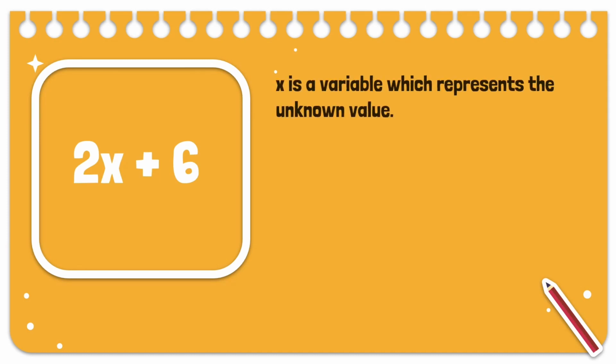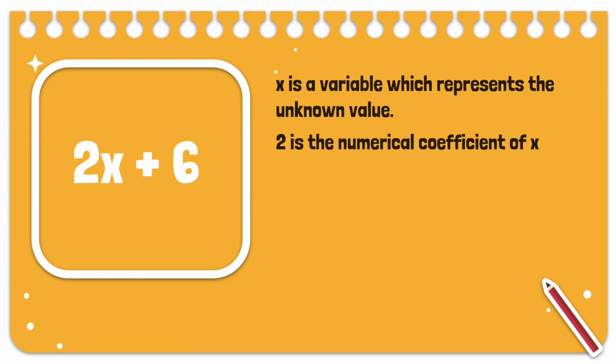Okay, so using this example, 2x plus 6. So let us identify the term, the variables, the coefficient, and the constant. So from this expression, x is a variable which represents the unknown value. So yung x dyan, yung variable, diba? Sabi nga sa variable, siya yung letter or symbol. So unknown pa yung kanyang value.